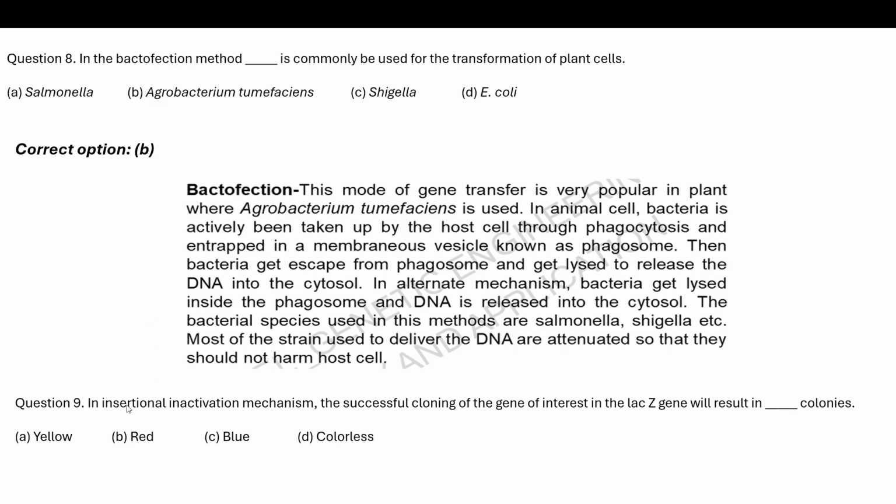Now, when we were talking about insertional inactivation in blue-white screening, the successful cloning of the gene of interest in the lacZ gene will result in which type of colonies? And which type of selection was it? We were talking about positive selection and negative selection. If the colonies are colorless, that means the enzyme beta-galactosidase has been rendered non-functional, so this is a kind of negative selection. If we were choosing recombinant colonies coding for functional beta-galactosidase, giving blue colonies, then it would have been a positive selection.